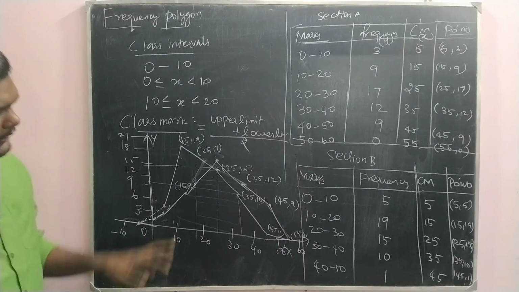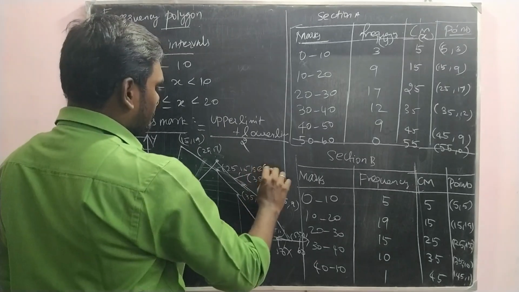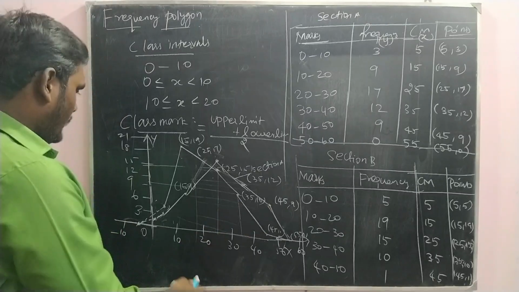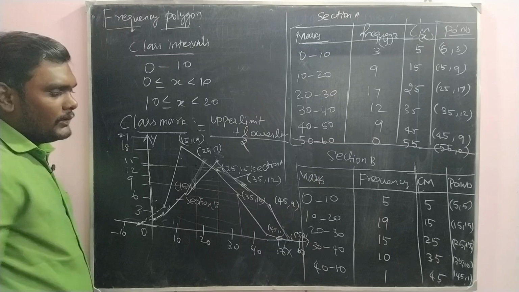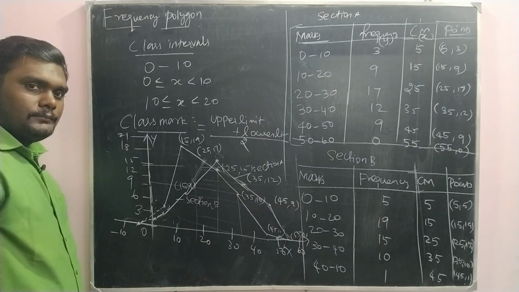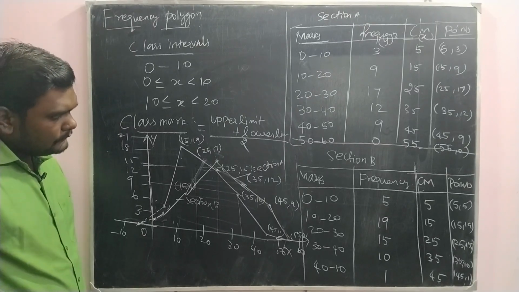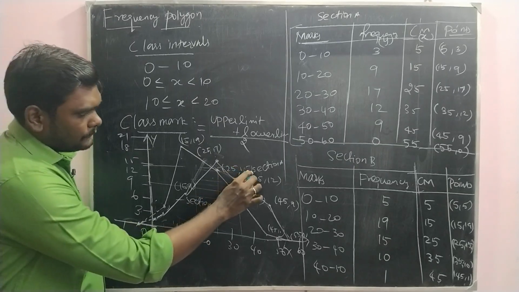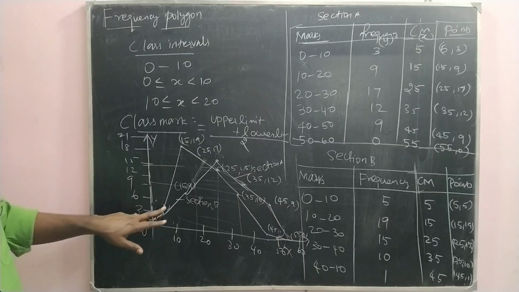Okay. Now based on these two graphs, see this one what we drawn for section A. After that, this is section B. Based on this, who performed well, we have to answer. Who performed well, section A or section B? Section B, yeah. See, look at, observe the graph.